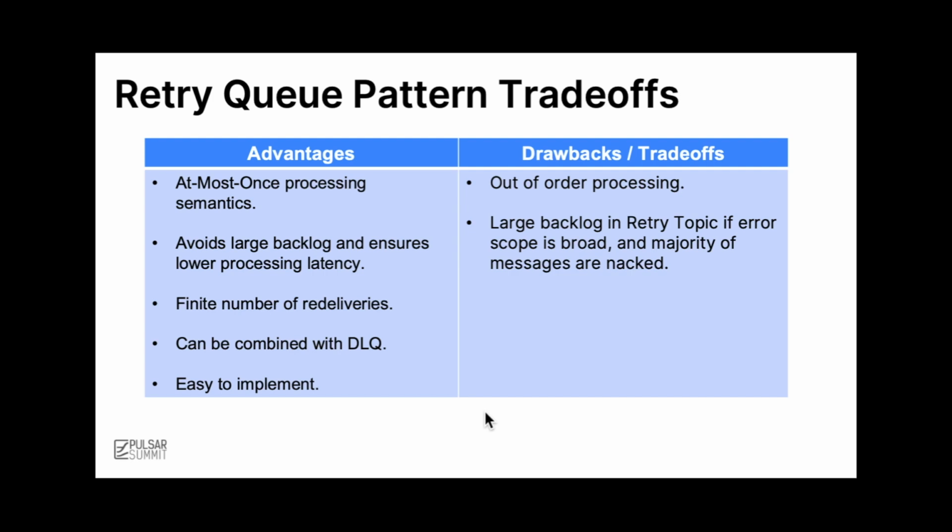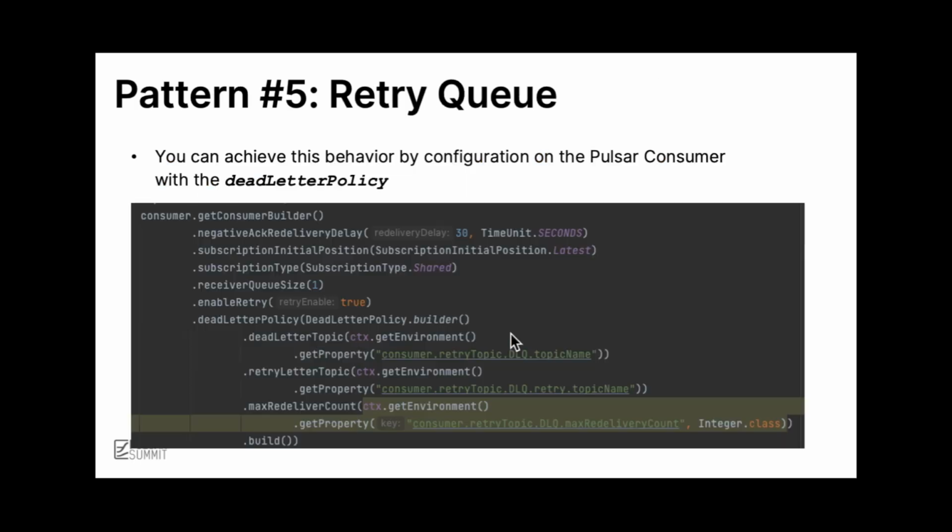So again, some of the pros and cons. As before, you're only going to process each message once, avoiding the lower latency. Finite redeliveries can be combined with the dead letter queue. You can specify more granular control over when the messages get redelivered. Again, you can get a large backlog in the retry topic if things are down and you want to pause them for a very long period of time. This is implemented through configuration exclusively as well.